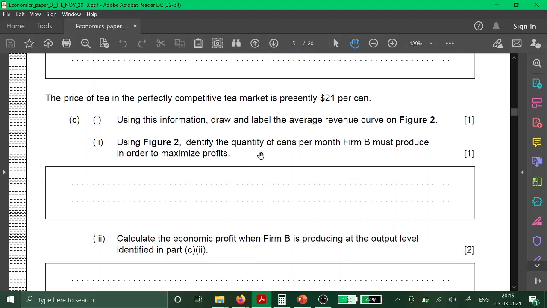Okay. Because it's a perfect competitive market. Oh, okay, okay.